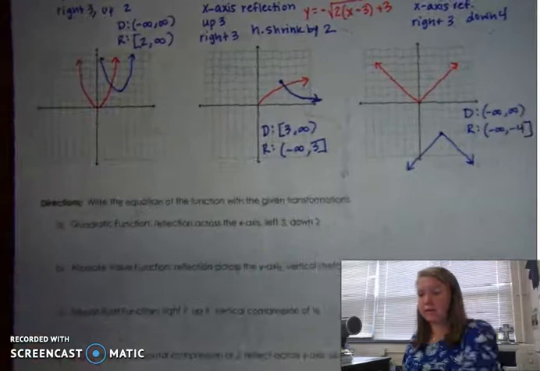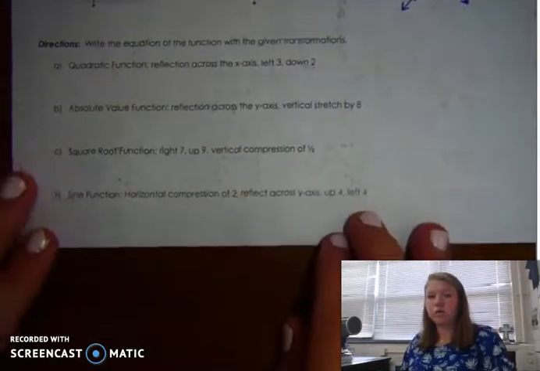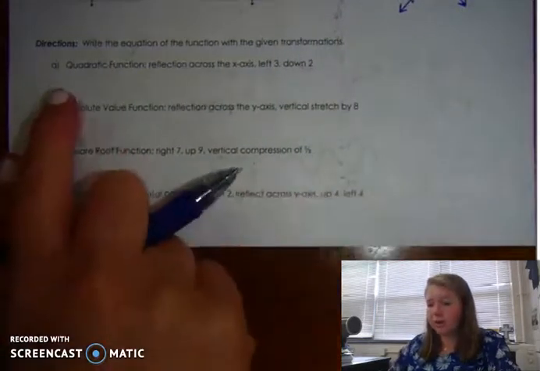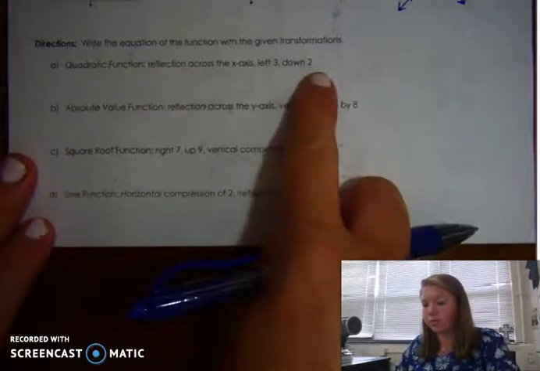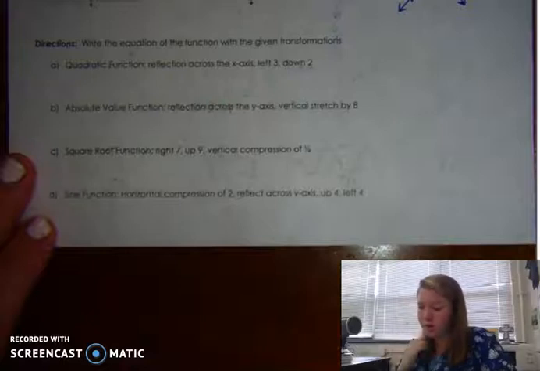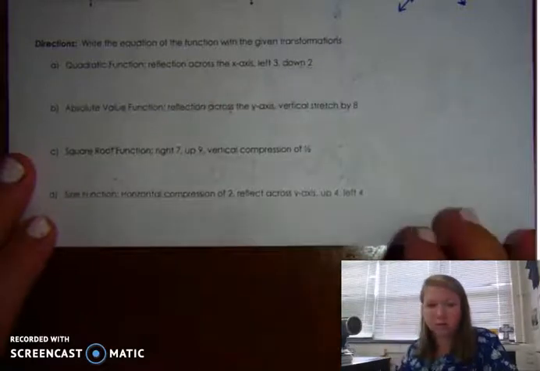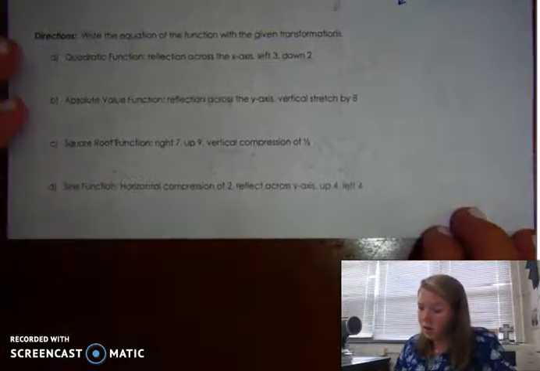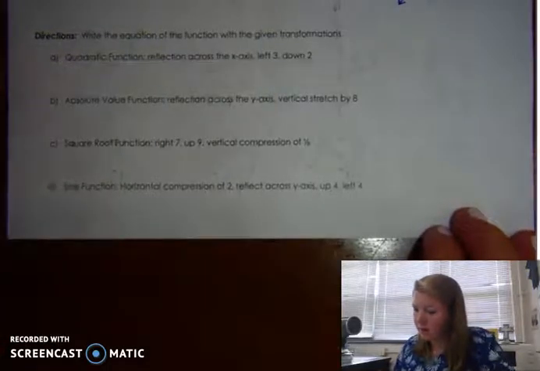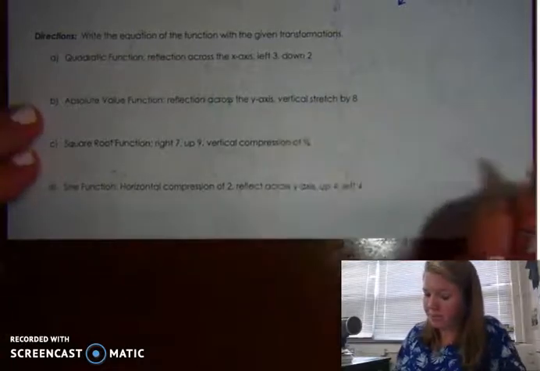All right, and then the last section of this sheet is working backwards. We are given the parent function's name, the description, and we want to write an equation for the function. So I will do a couple of these with you, and then I'll leave you to do the rest. Let's start with, I'm going to skip A. Let's go to B. Absolute value function.